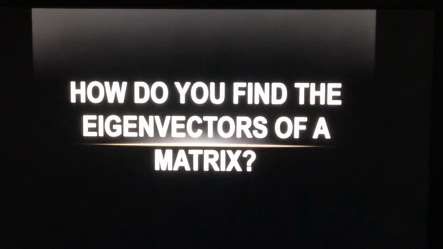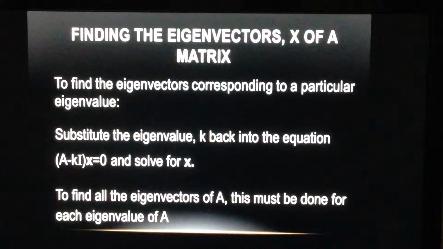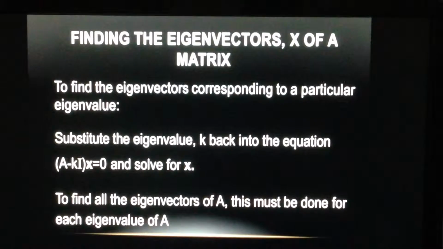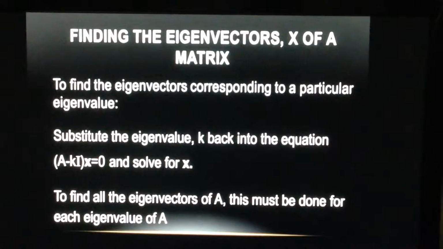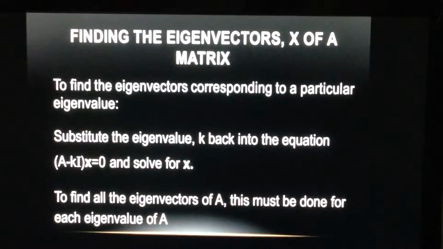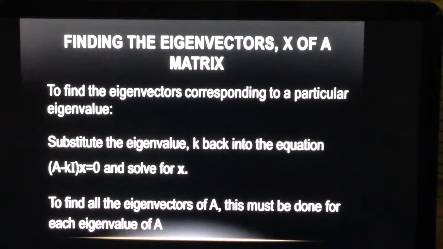So how do you find eigenvectors? To find the eigenvectors corresponding to each eigenvalue, you must substitute the eigenvalue back into the original equation and solve for x. To find all the eigenvectors of A, this must be done for each and every eigenvalue that you find.